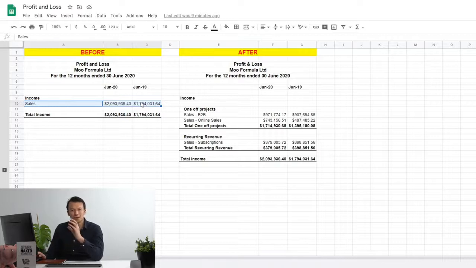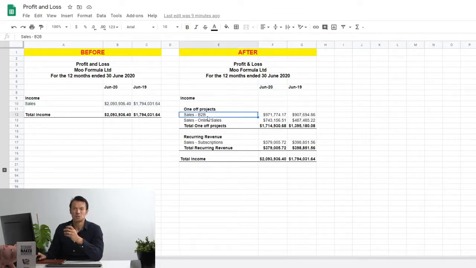Now, let's compare the current chart of accounts to the new one by reviewing something I prepared earlier. Okay, so what we have here are sales that are split by sales channels, right? We have our B2B sales, which is our wholesale sales to other businesses. We have online sales, which is just the one-off sales of the business. And then we have subscriptions. So this is recurring revenue to the company.